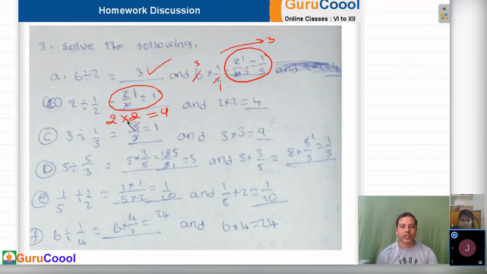The divide sign changes to multiply, and 1 by 2 becomes the reciprocal, that is 2. Now it is 2 times 2, that is 4. The answer is 4. It is a divide sign, but you multiplied them. So what exactly are you doing? Again wrong. It's 3 here, and the divide sign changes to multiply. 1 by 3 becomes the reciprocal, that is 3. It's 9.